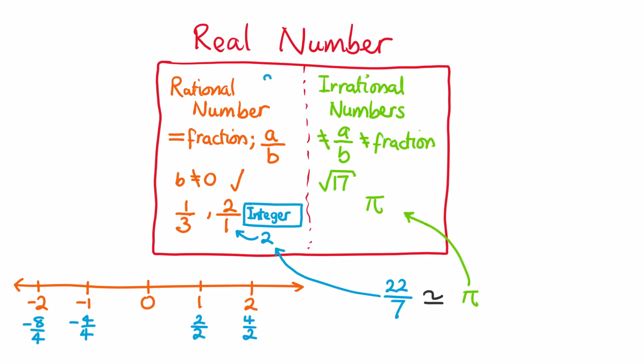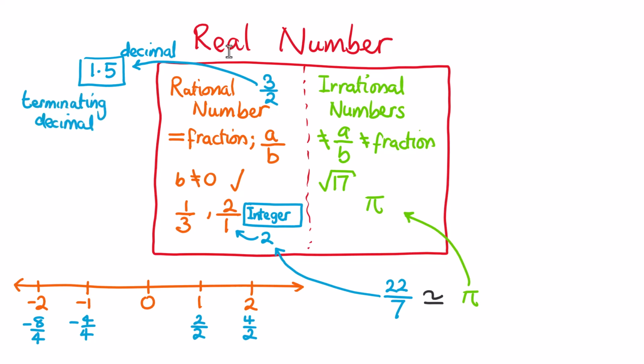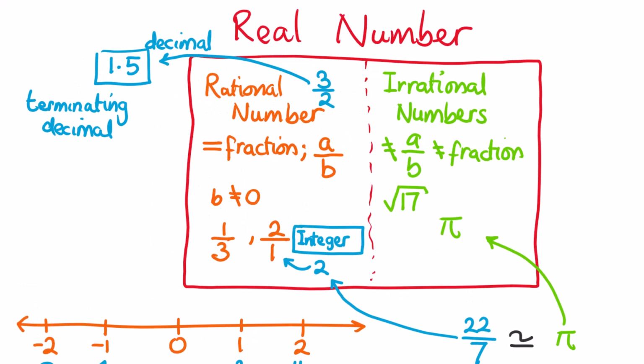Now, another type of fraction, in this case 3 over 2, when you transform it to a decimal, is written as the number 1.5. 1.5 is an indication that we have a type of decimal called a terminating decimal, which is indeed a rational number.